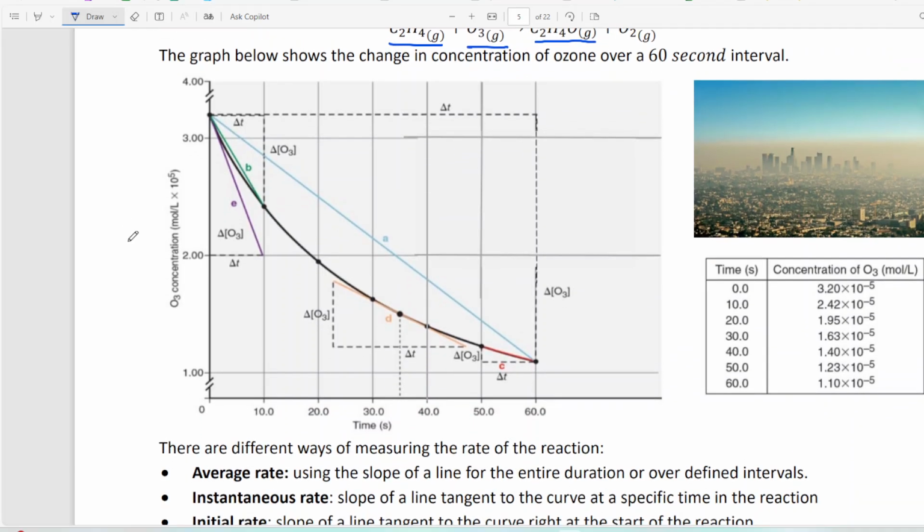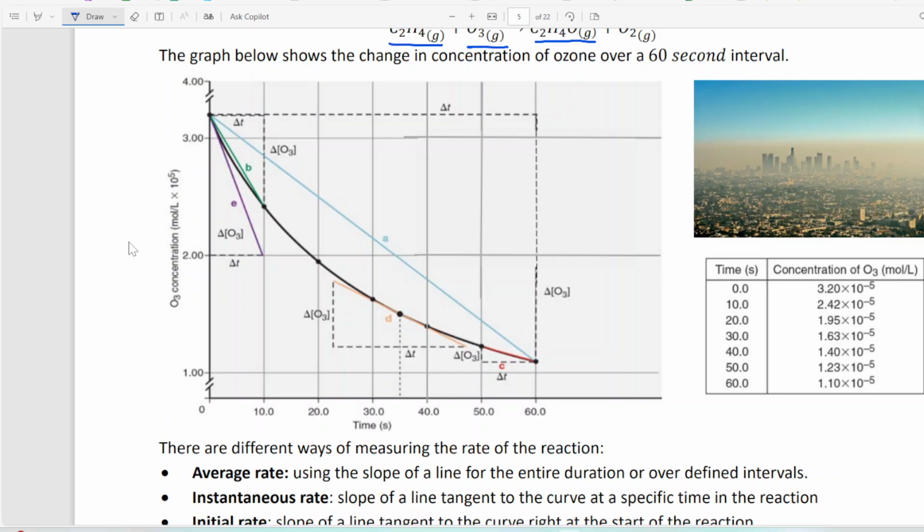And so what they've done is they've taken the concentration of O3 at specific time periods. If you look at the data table over here, you can see that every 10 seconds, they've looked at the concentration of ozone. As you can tell, because ozone was a reactant, there has been a decrease in the concentration of ozone over time. So then they took this data and they graphed it.